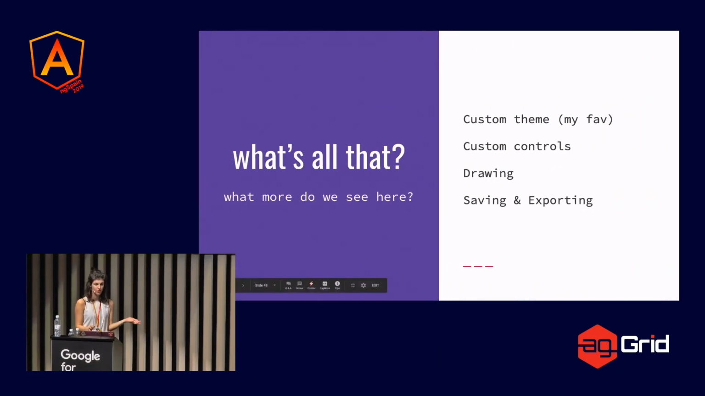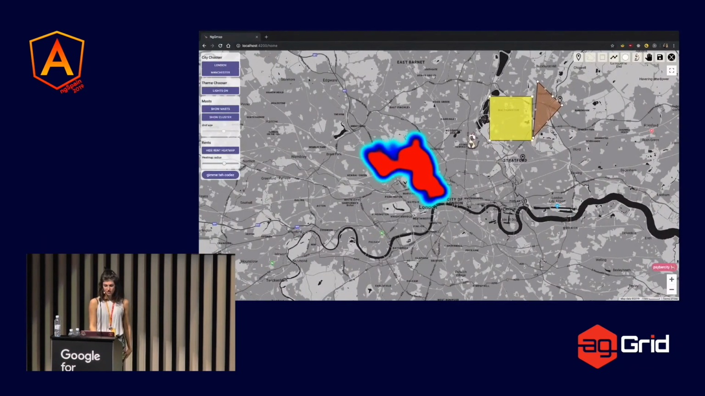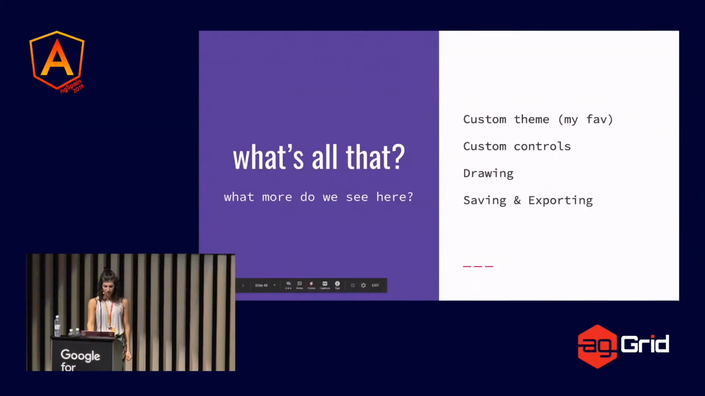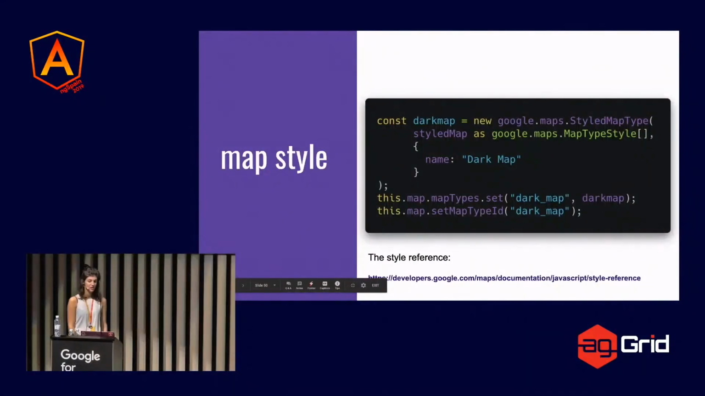We also saw some drawing, right? I drew some shapes on the map. And you also see this save button here. What I drew, I can just export it. So let's see about customizations first.